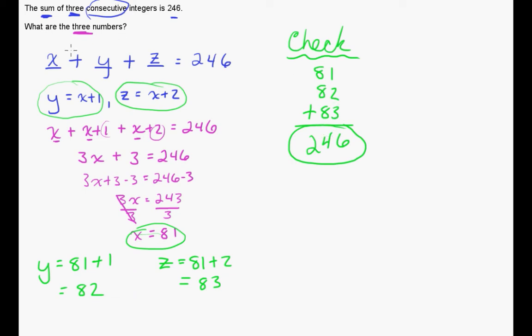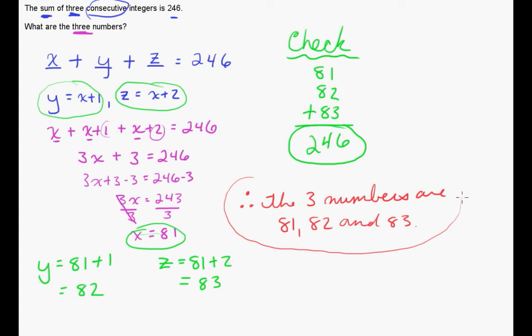So our last little bit of work we need to do is just sum this all up with a final statement. Therefore, the three numbers are 81, 82, and 83. Very important to include this final statement in word problems, as well as you should do a check to make sure that your answer made sense.